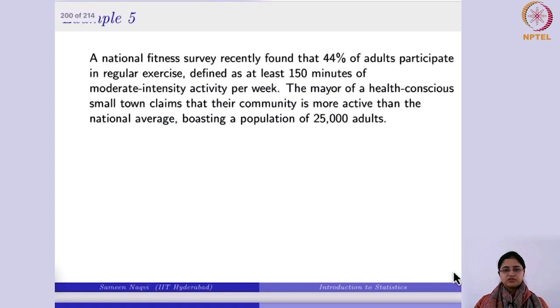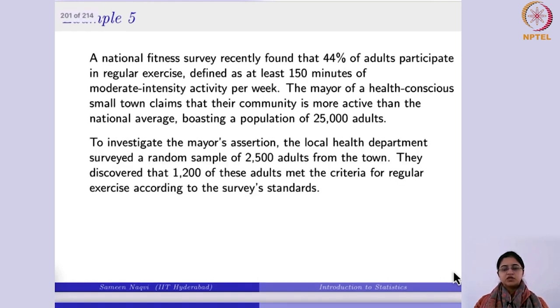Likewise, consider this example. A national fitness survey recently found that 44% of adults participate in regular exercise. Regular exercise basically means at least 150 minutes of moderate intensity activity per week. Now, the mayor of a health conscious small town claims that their community is more active than the national average, right? So it is greater than 44%. The local health department wants to investigate this claim, and they randomly sample 2,500 adults, and from that they discover that 1,200 actually meet that criteria.